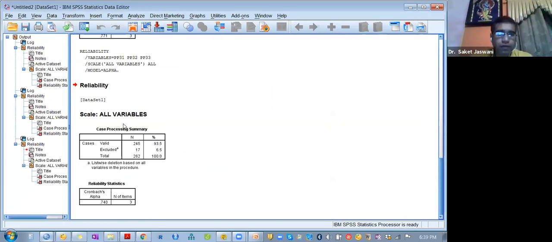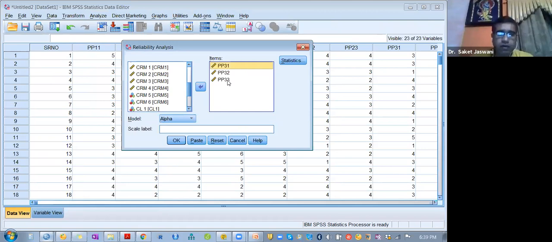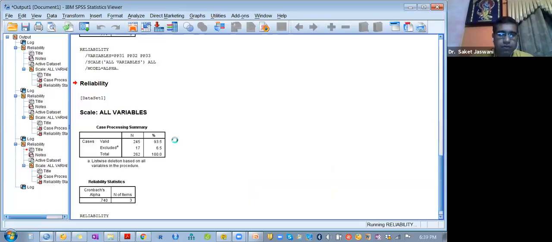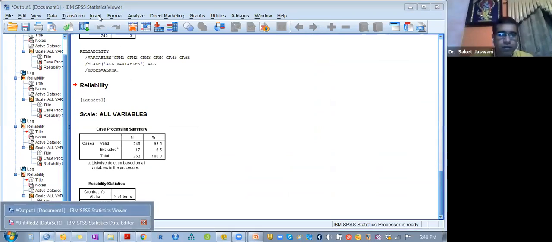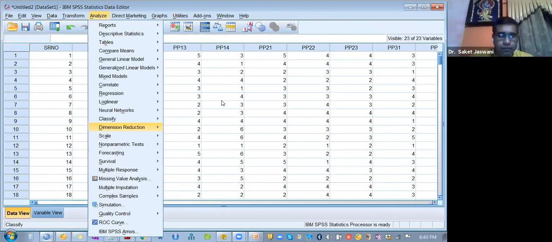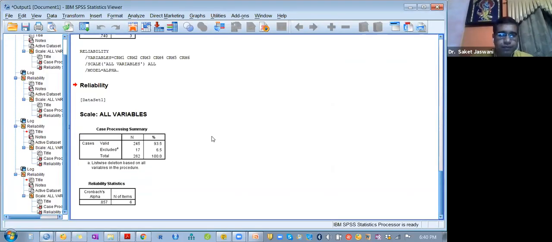Let's test another, because this may affect your validity results also. Let's test CRM, which has 6 items. CRM is very much acceptable, 0.857. The last one is CL, CL1 to CL5. It's 0.890. So only the PP1 variable is not reliable enough. The rest are all reliable. Any doubt?